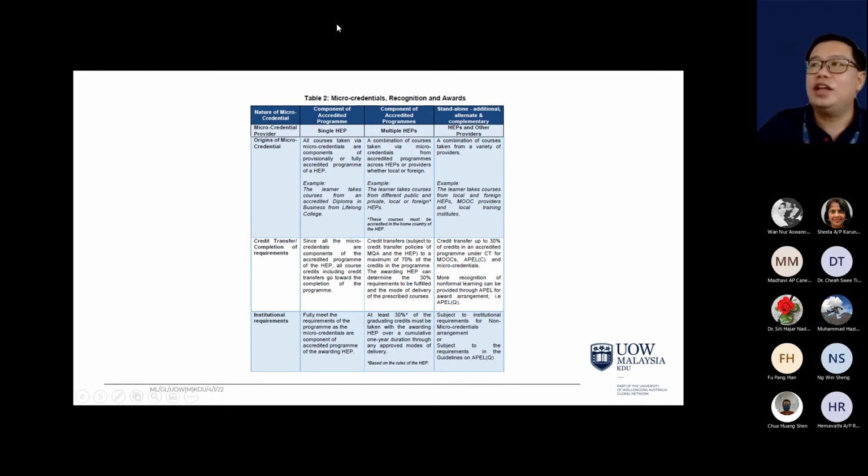Or stand-alone, additional, alternate, or complementary micro-credentials. This one is very much, we come up with a micro-credential that is not linked to any program. It is very special needs to the industry. Very special needs. Now, I give you another example. Let's say I go out to all the factories over here, and I found out that the factories want to learn dining etiquette. Dining etiquette means how to eat in the restaurant, using the plates. This is nothing to do with any of our programs, let's say, but we can create a micro-credential for them.